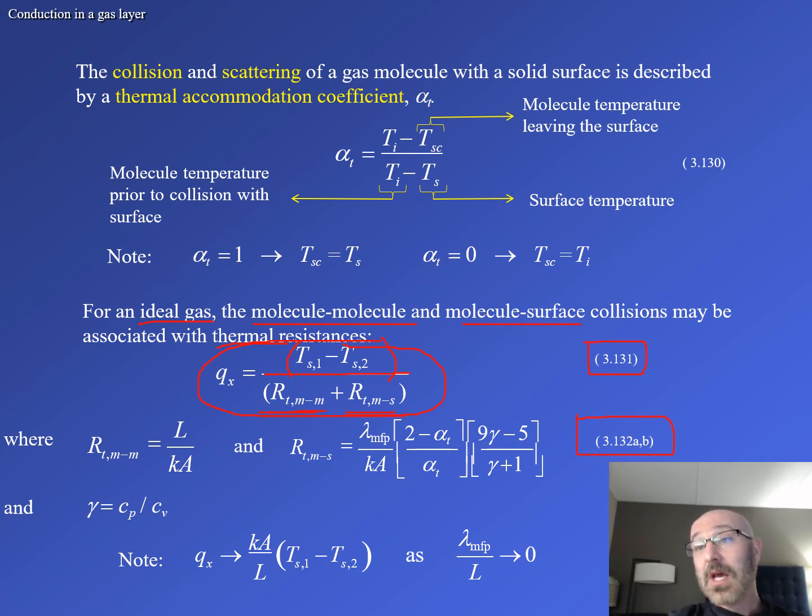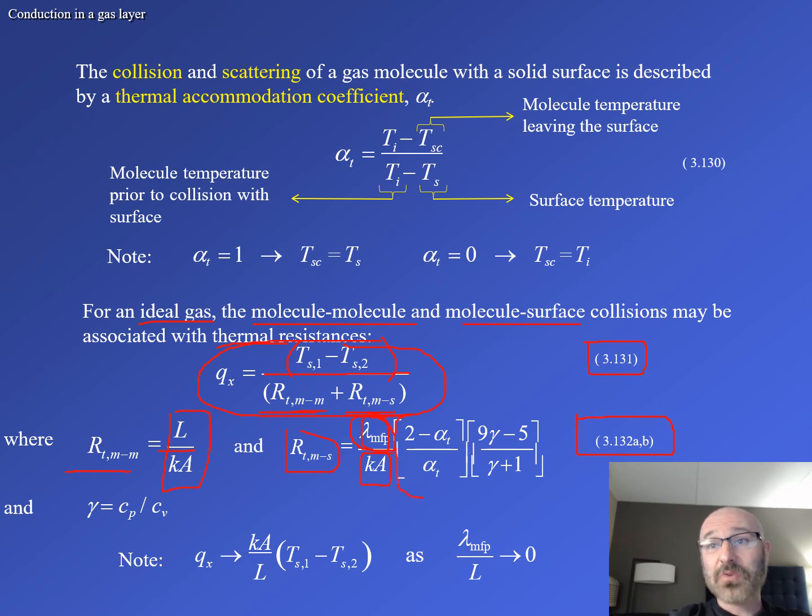I would recommend going back to these equations and taking a look at this section in our textbook to get an idea of exactly how we do these derivations and what these variables relate to. But if we look at this, R sub T,MM is equal to L over K A, our thermal conductivity times that area. And R sub T,MS breaks into effect our mean free path as well as our thermal conductivity over area. So instead of L, we're using this relationship here.